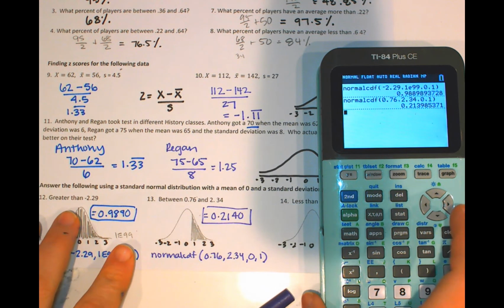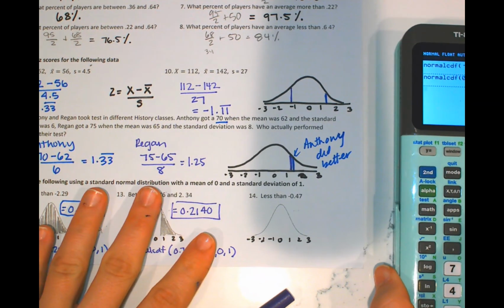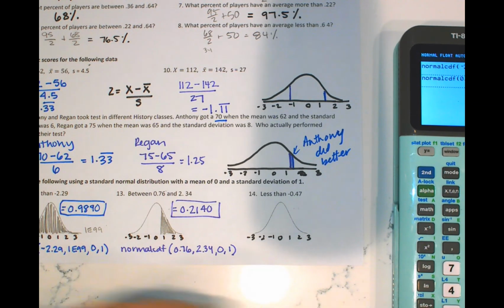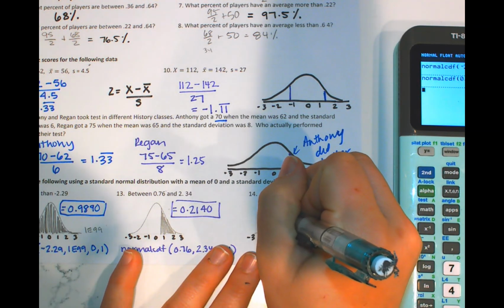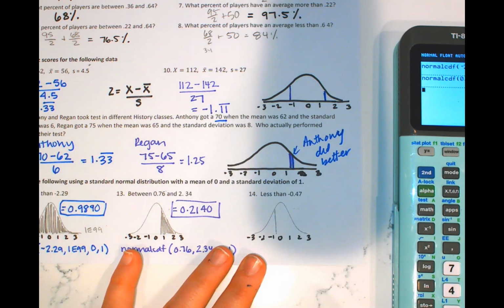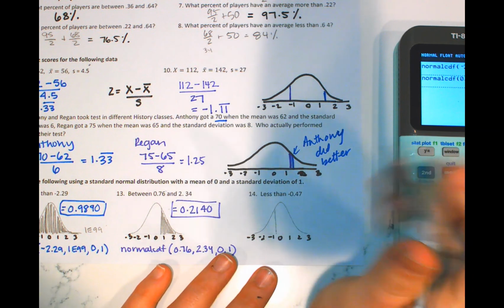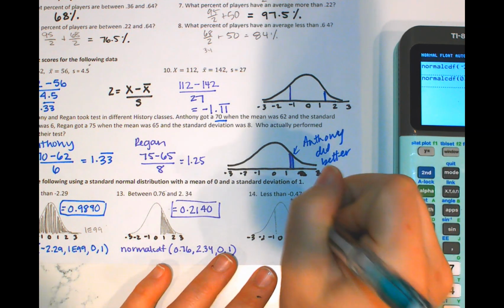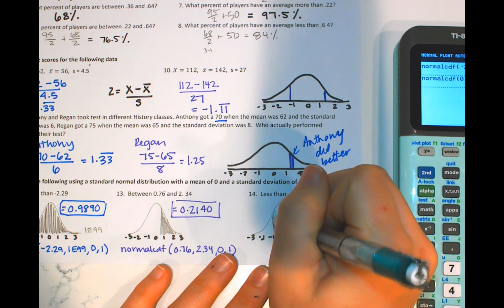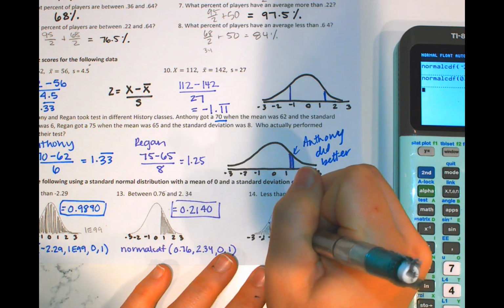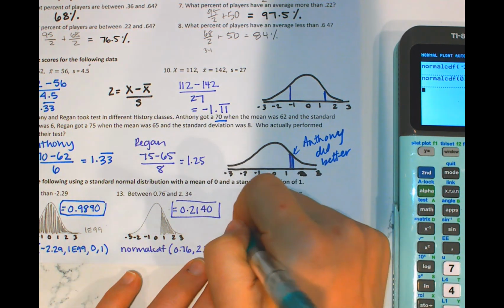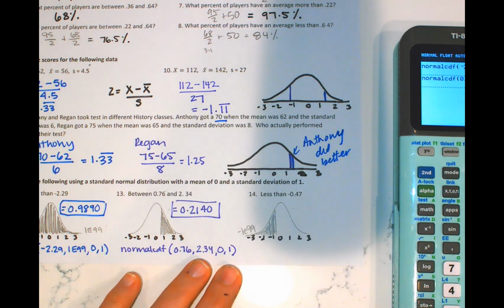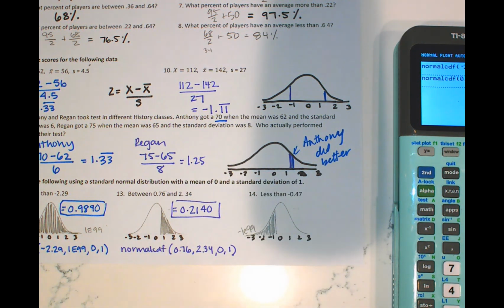Okay, so then the last one we have to do, if I'm less than negative 0.47, my bad. So that'd be right about there. And where you draw this line doesn't have to be perfect, but it's negative, so it should be on the left side of 0. And then I'm shading everything going this way. So again, when I shade all the way to this end, we use negative 1e to the 99 to represent shading all the way to the far left.